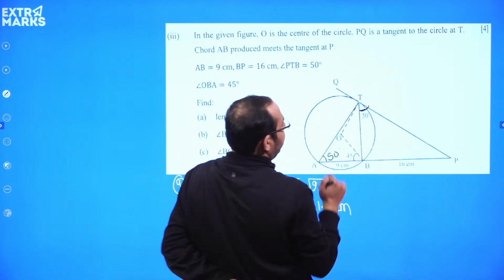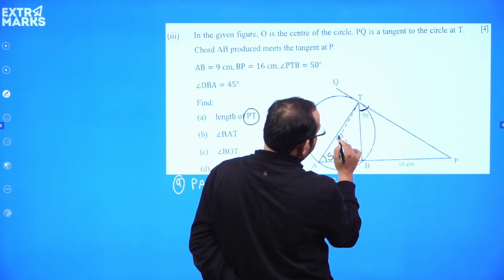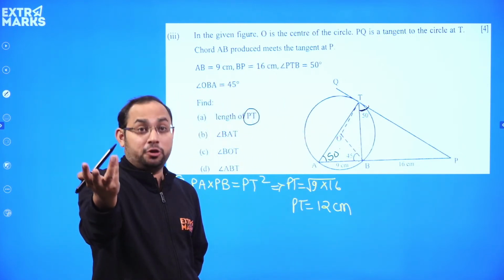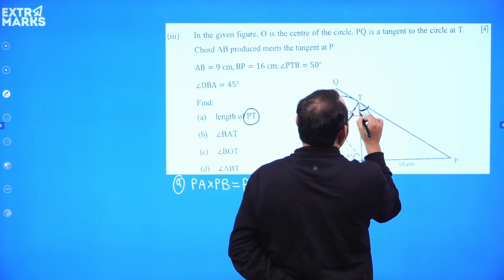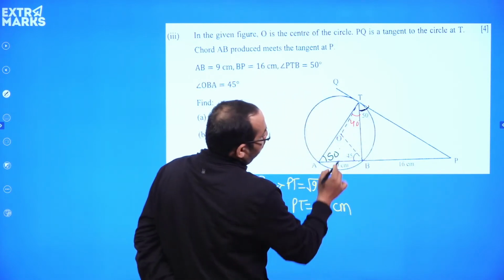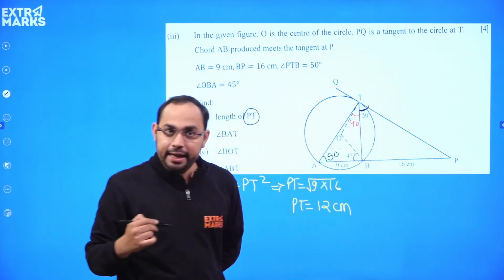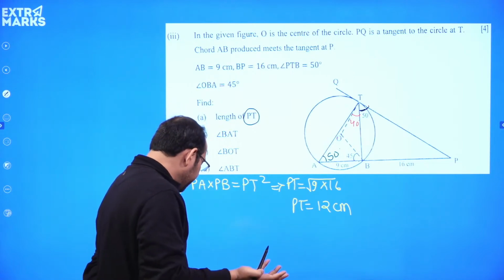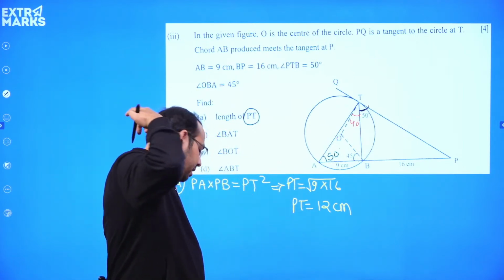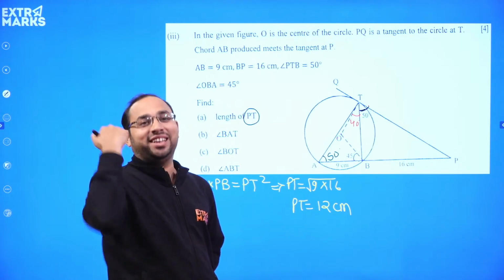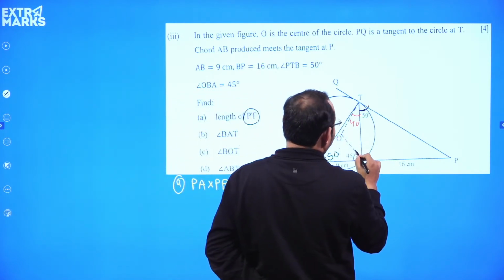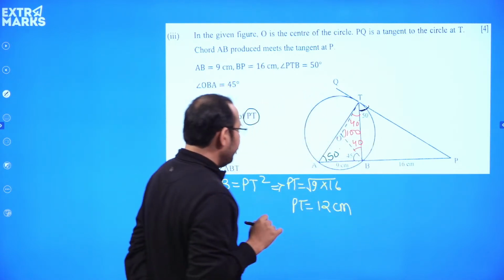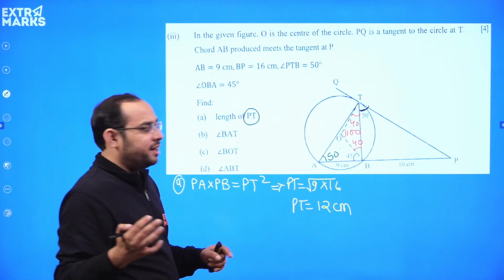Let's see more. What else can we say? Now, second thing is, because radius and tangent are perpendicular to each other at the point of contact, obviously, I can say that this angle is 40 degrees. Now, OB and OT are equal to each other. Therefore, OTB will be what? Isosceles triangle. Because it is an isosceles triangle, this will also be 40 and this will become 100.